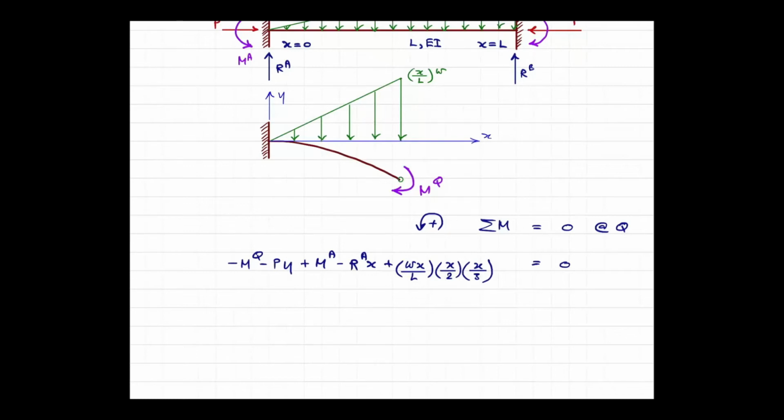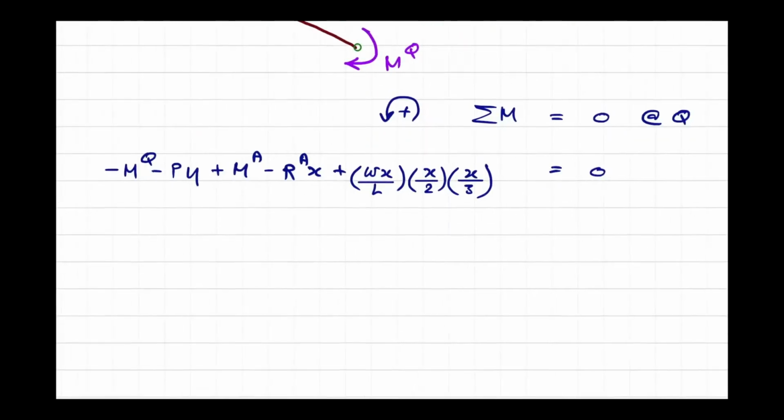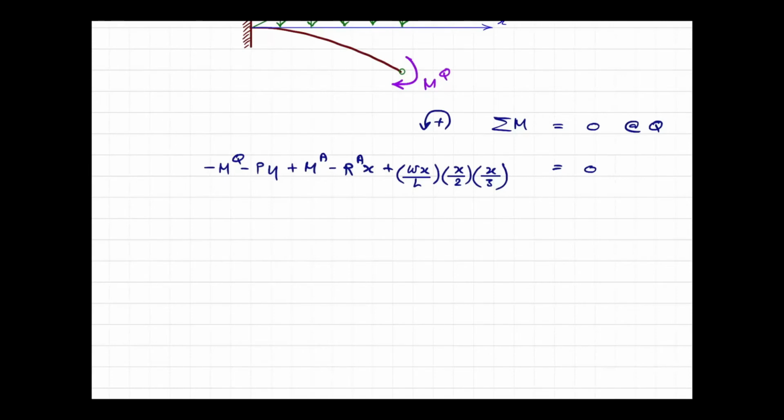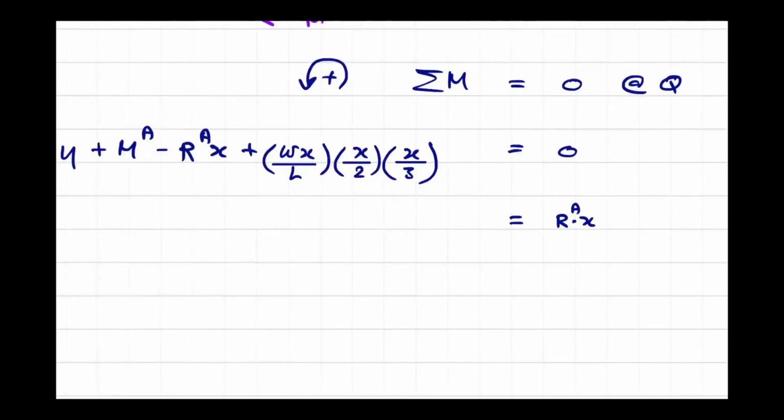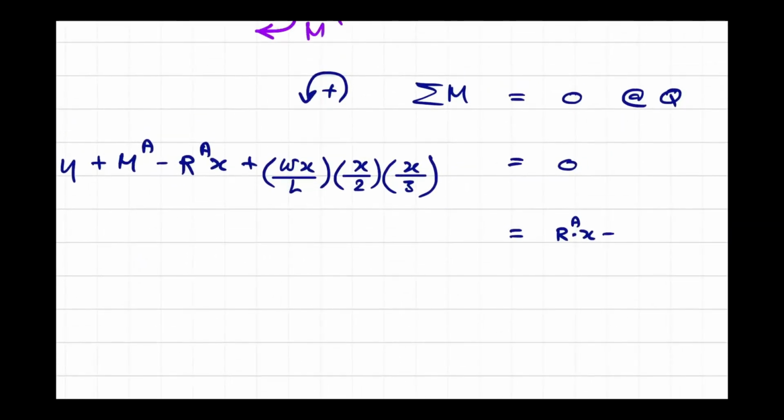Basically, it is nothing but just a change in the mathematical formulations. You move over through this. There's nothing special, no new concept. Everything's still the same. RAX, move it to the other side. RAX minus MA minus WX cubed over 6.